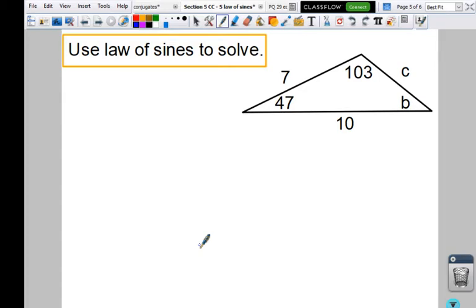Sine of B equals that. So how do you get rid of the sine of B?